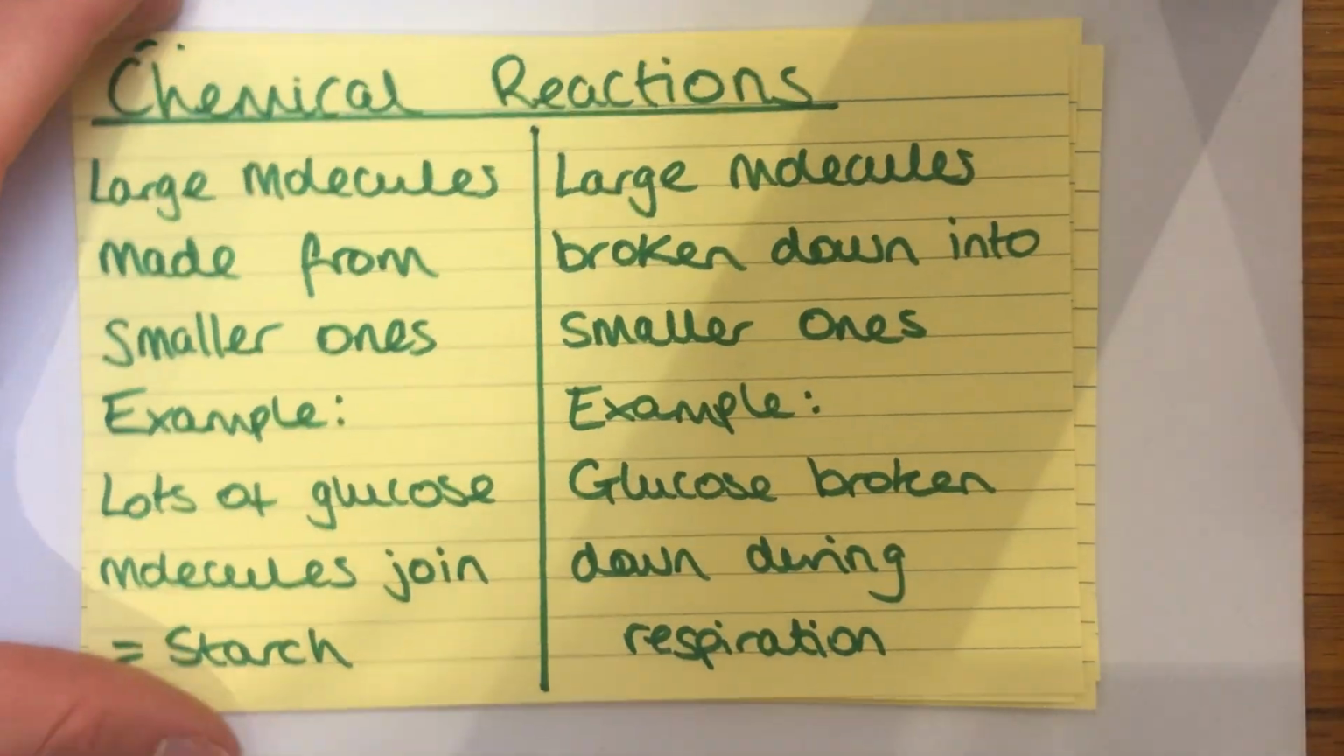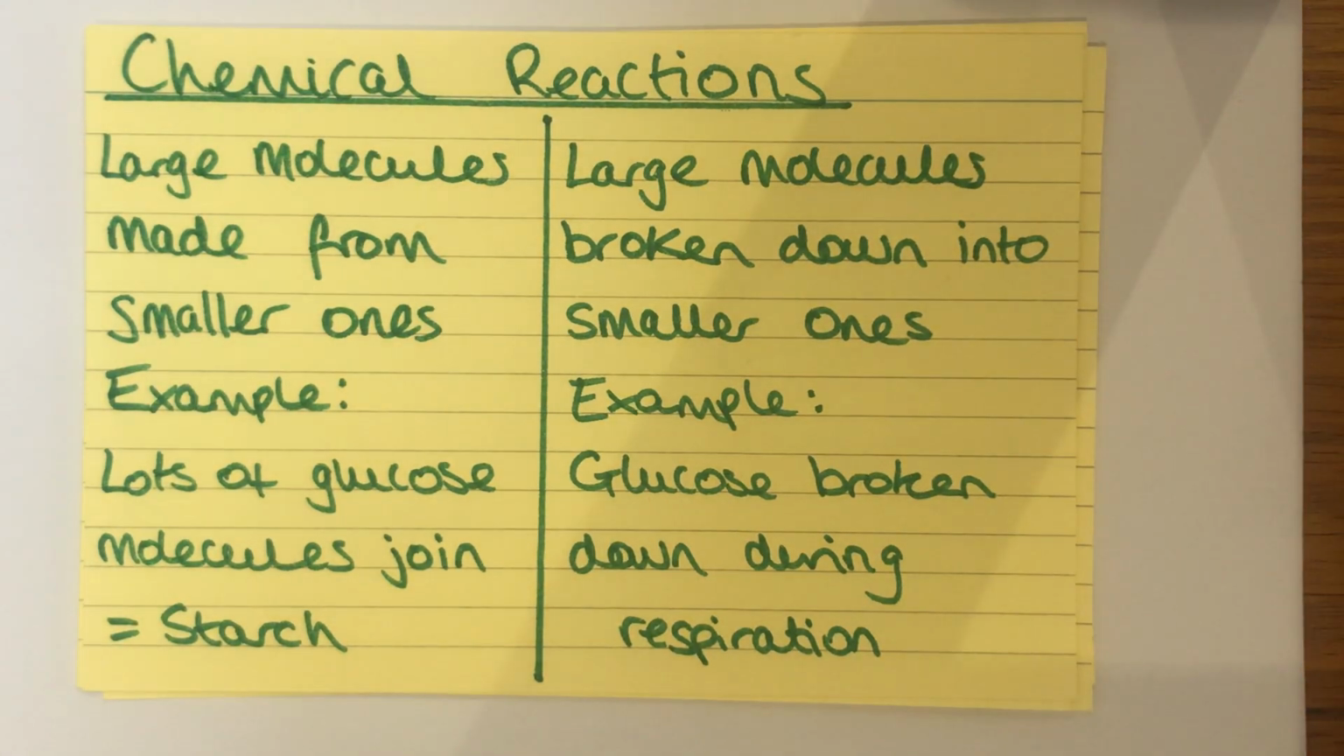In some chemical reactions in the body, large molecules can be made from smaller ones. For example, lots of glucose molecules can join to form starch. Also, large molecules can be broken down into smaller ones. For example, glucose is broken down during respiration.